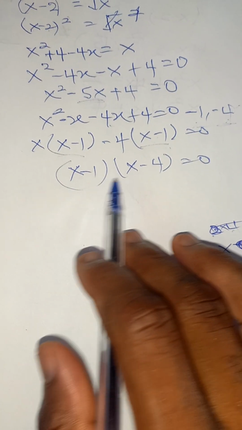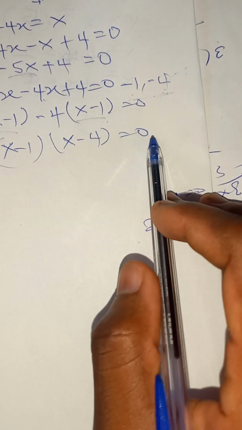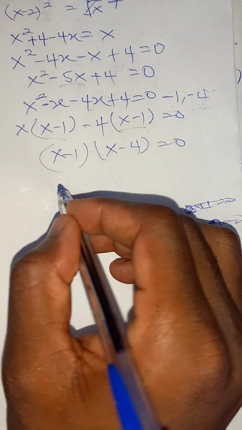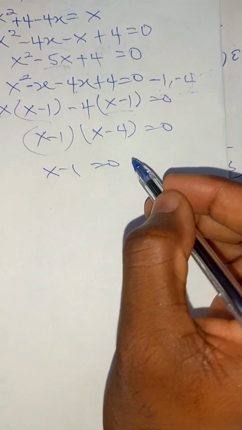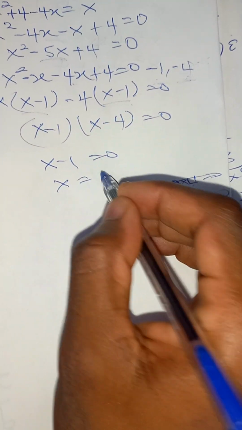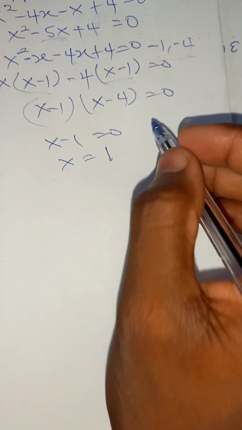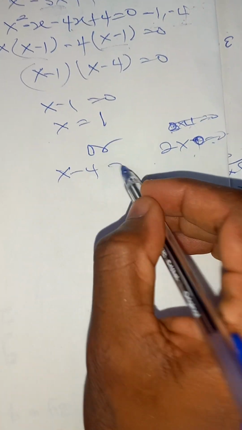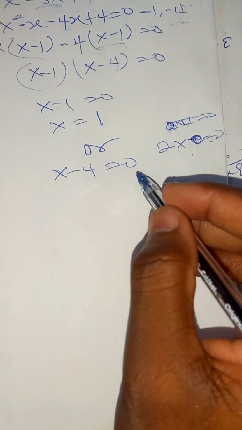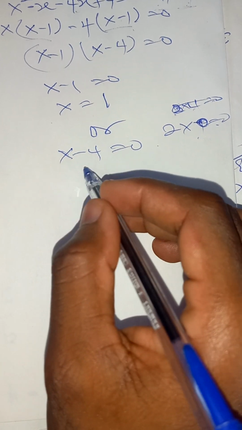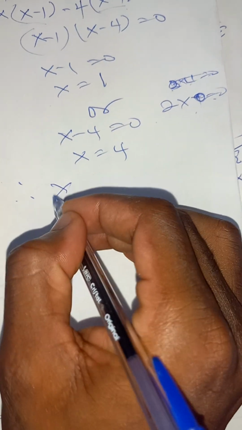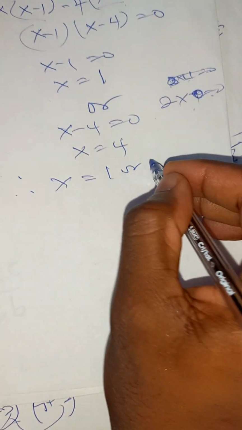So when two factors are multiplying and the result is equal to 0, the assumption is that either the first factor, x minus 1, is equal to 0, which will give us x being positive 1. That is when the negative 1 crosses. Or maybe it's the second factor rather, which is x minus 4, that makes the product 0. And when we make x the subject here, x will be equal to 4. So we can conclude that x is equal to 1 or 4.